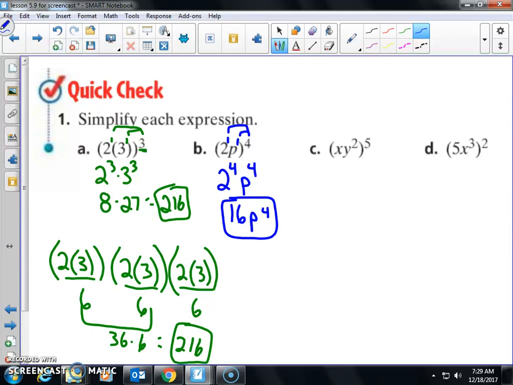Again, I'm going to do the shortcut here on letter C. X has an exponent of 1. Y already has an exponent of 2. Inside exponents times outside exponents.